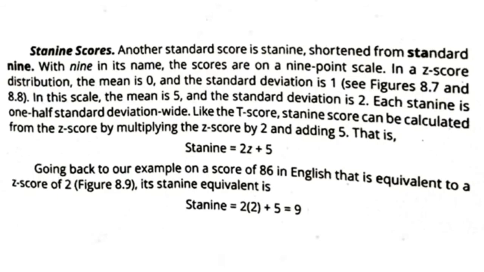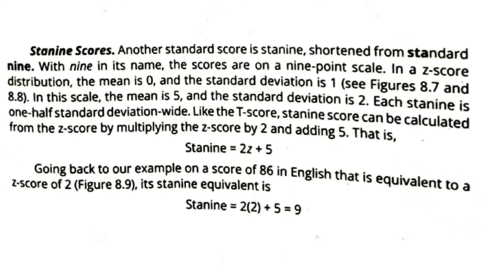And next we have stanine. So another standard score is stanine, shortened from standard nine. With nine in its name, the scores are on a 9-point scale. In a z-score distribution, the mean is 0 and the standard deviation is 1, as we see in figures 8.7 and 8.8. In this scale, the mean is 5 and the standard deviation is 2. Each stanine is 1/2 standard deviation wide.